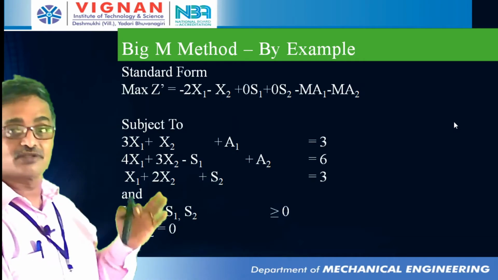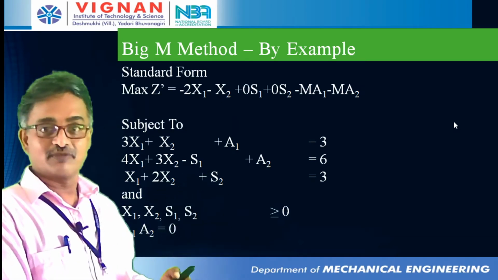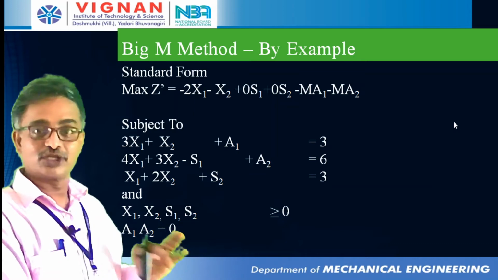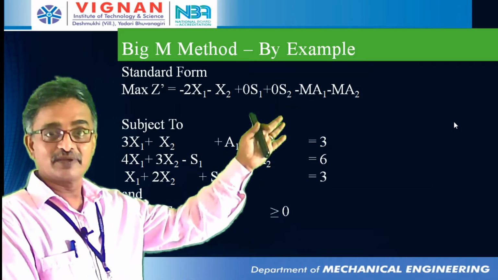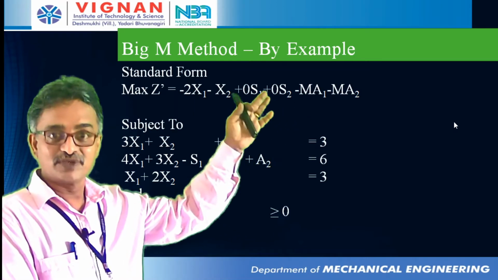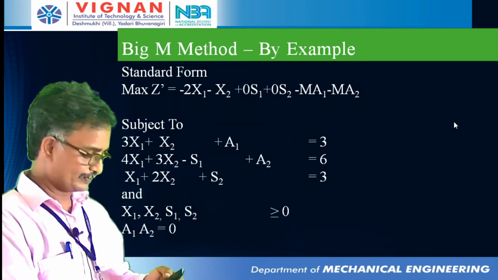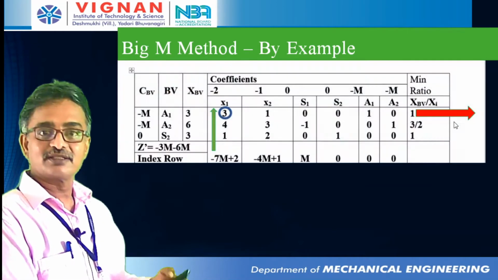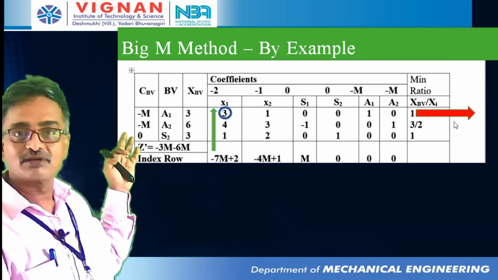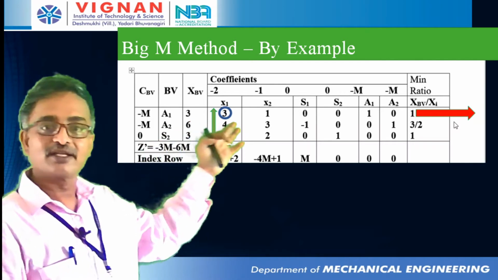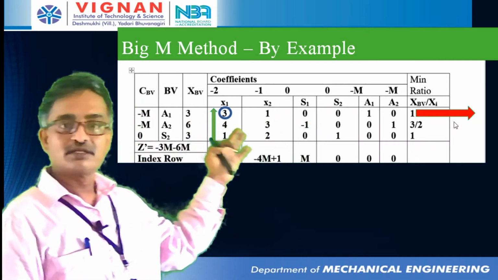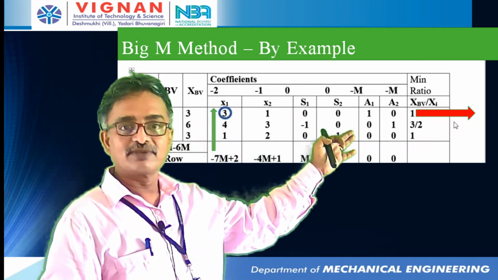If you have a decision variable value of a1 or a2, that should impact the objective function heavily. That is why we have a minus M. That's why we call it the big M method. So we have the cost coefficients here: minus M for a1, a2, and 0 for s2, and all the coefficients of the remaining variables stay the same.